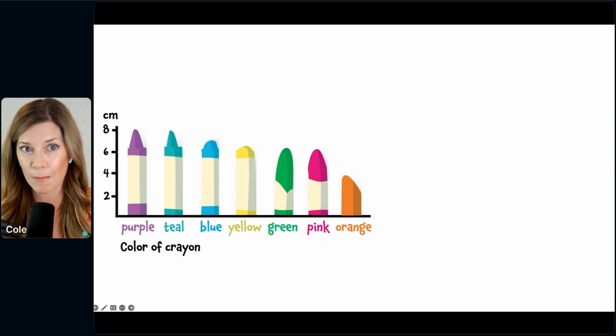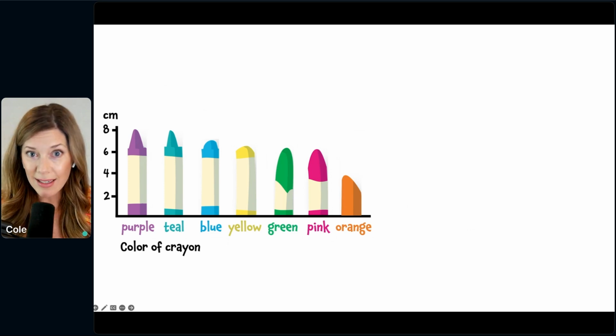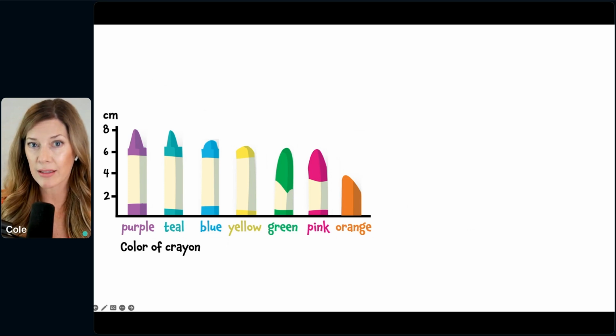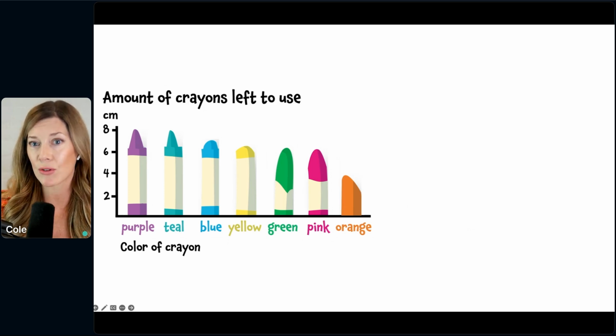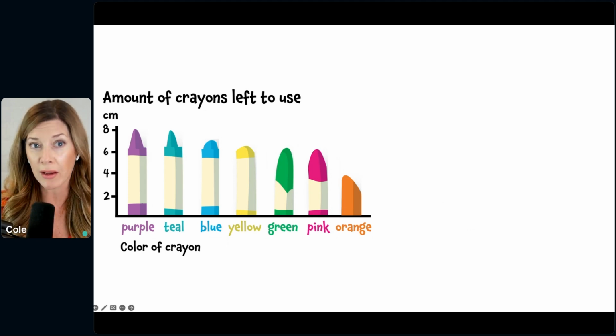looking at here. And while titling our axes, our data, and our categories is a good idea, it's also a great idea to add a title to the graph. This helps make it clear what we're showing. In this case, the heights of the crayons show us the amount of crayon that's left to use.